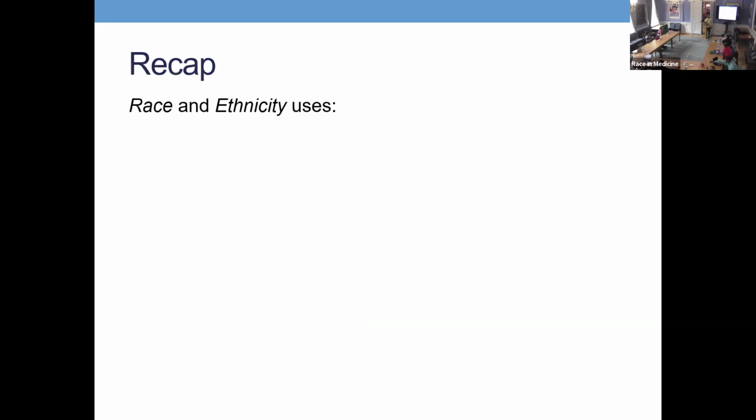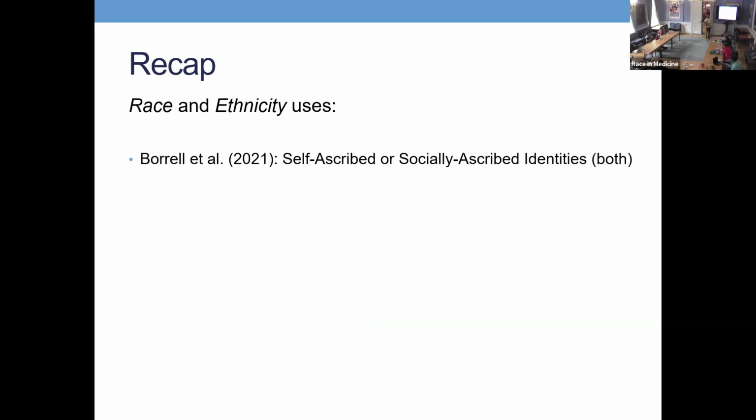So as a recap, this is just some of the uses. And I think from an inductive standpoint, from a philosopher standpoint, the more you add, the worse it's going to get. Borrell et al. say that race and ethnicity is something regarding being self-ascribed or socially ascribed, or both. Could be assigned by hospital staff, which you might think is an under-researched or under-discussed way in which we think about epistemology of biomedical knowledge, what people are bringing to this.